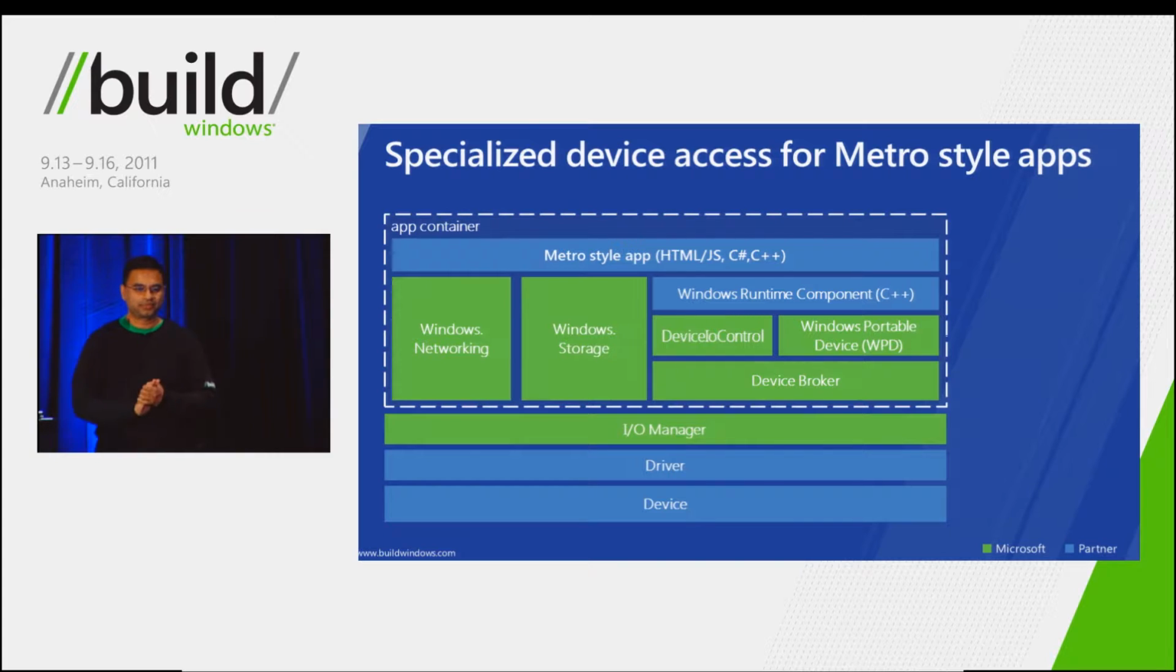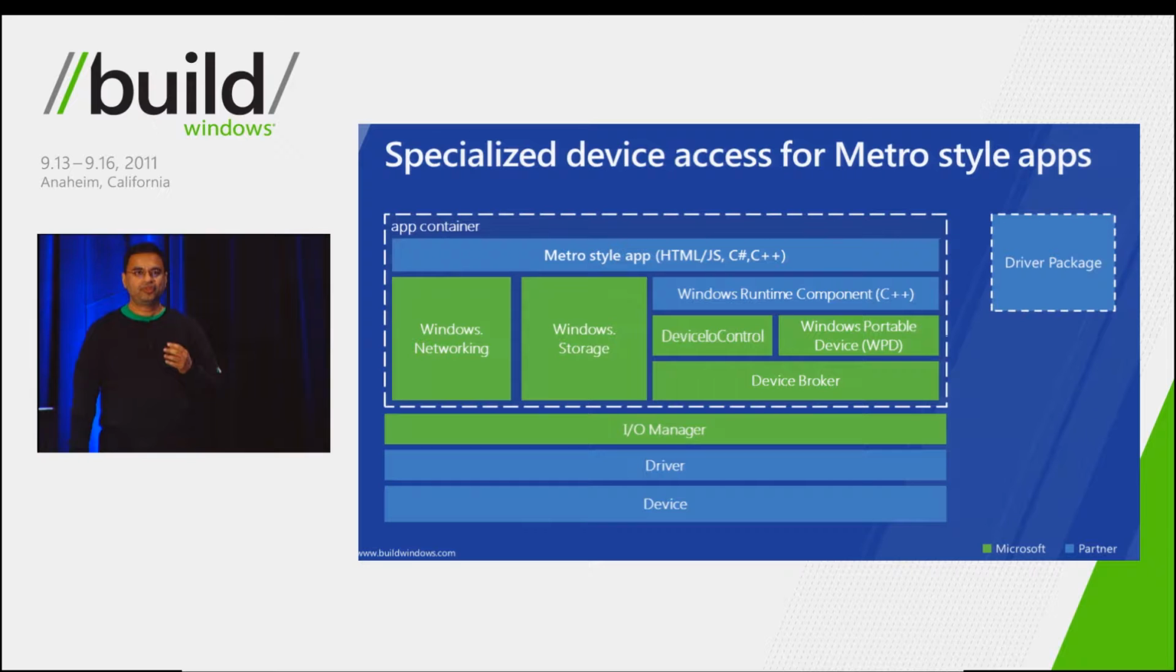So with that background, let's get into the architecture for accessing a device from a Metro-style application. The boxes that are in blue are the components provided by the device developer or our partners. And the boxes that are in green are the ones provided by Windows. Based on our telemetry data, we have identified 4 API families that can be used to access a custom device. And I will go into each of those in more detail.